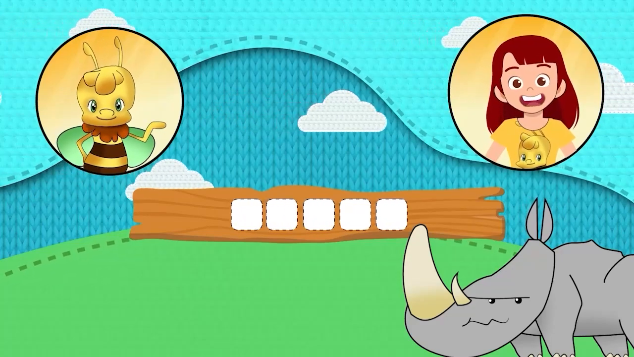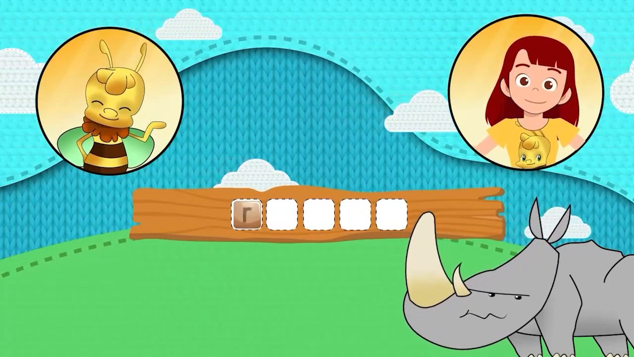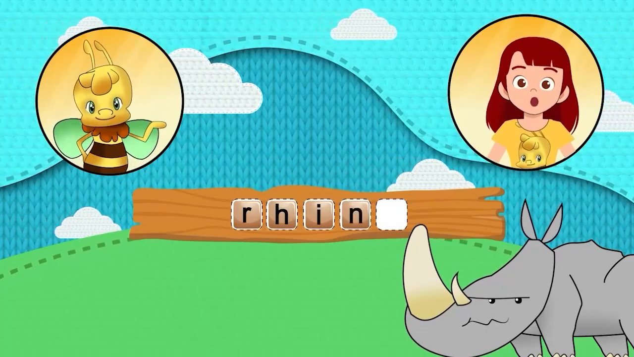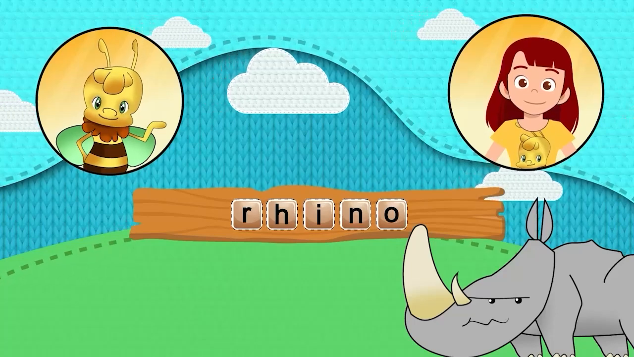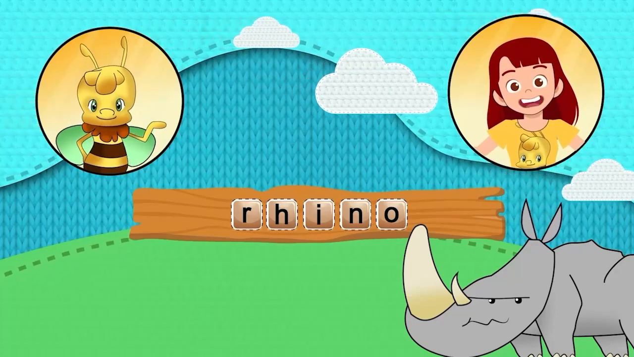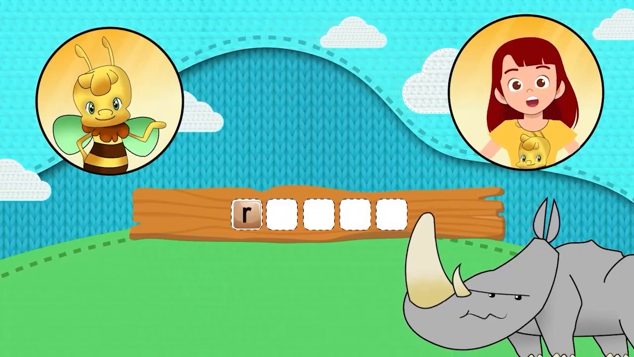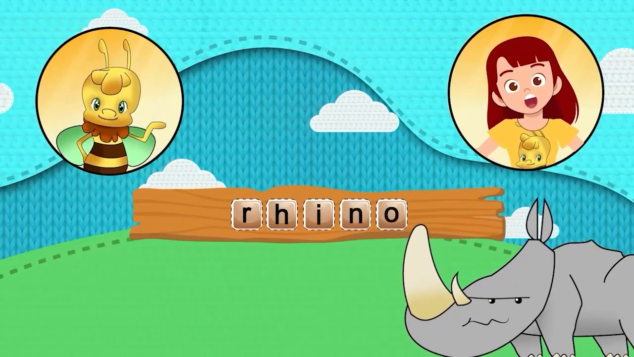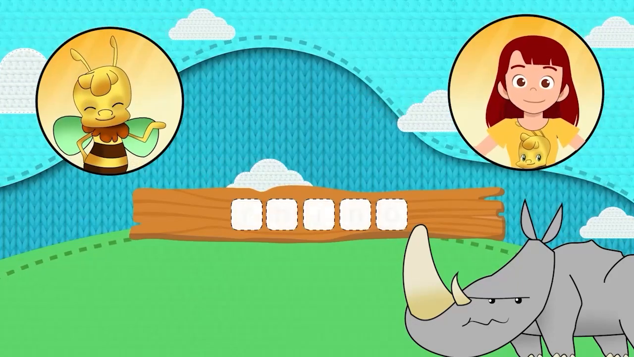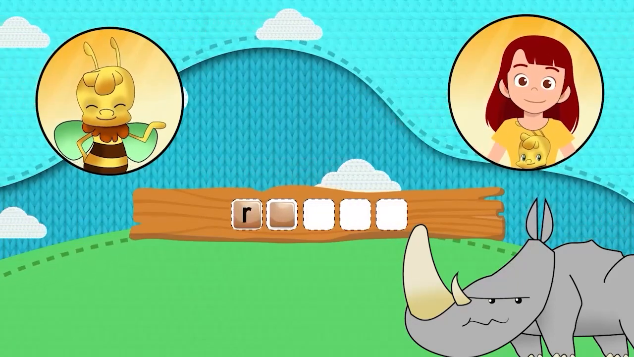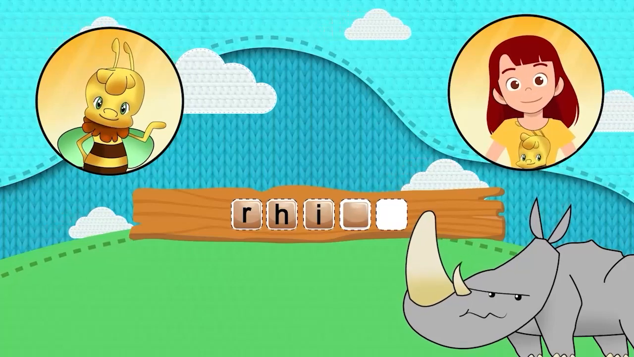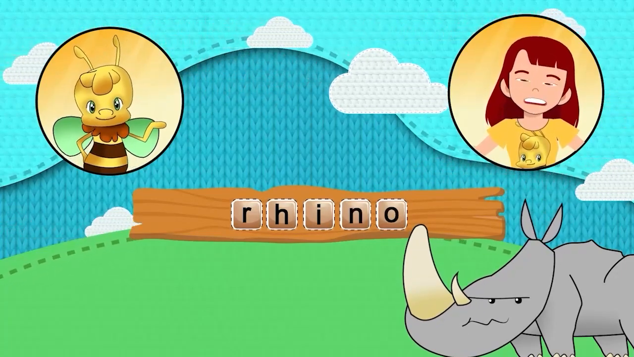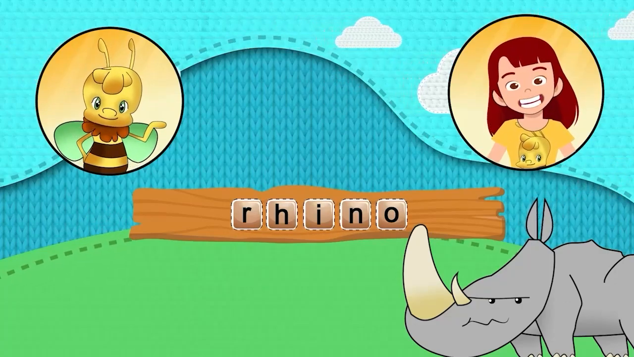Let's practice spelling rhino. R, H, I, N, O. Come on, Arbee. Let's spell rhino again. R, H, I, N, O. Once more. R, H, I, N, O. Thank you for joining us, Rhino, to help the group learn how to say R.